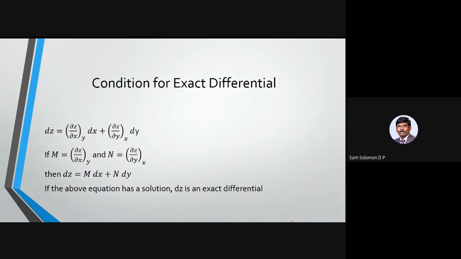The condition for exact differential. This we have already done when we talked about point functions and property. If you remember, for a particular variable to be a property, it should be an exact differential. We have said dz equal to partial z partial x at constant y into dx plus partial z partial y at constant x into dy, where partial z partial x can be replaced with M and partial z partial y can be replaced with N, and we can say dz equal to Mdx plus Ndy. If the equation dz equal to Mdx plus Ndy has a solution, dz is an exact differential.